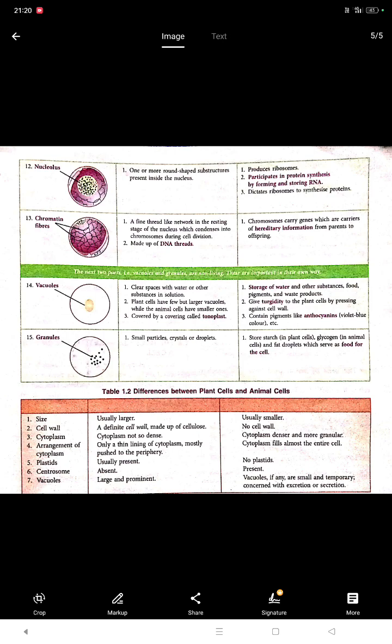Plastids are usually present in plant cells, not present in animal cells. Another name for plastids, chloroplast. Centrosome is absent in the plant cell and present in the animal cell. Vacuoles are large and prominent in the plant cell. In animal cells they are also there, but they are very small and temporary. After some time they will be gone.